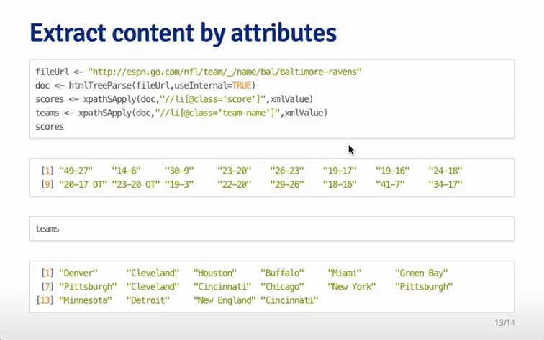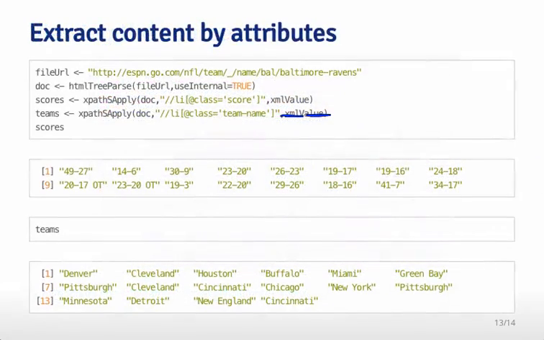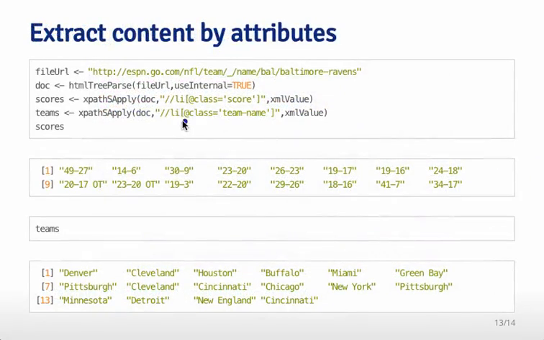What this is going to do is go through the entire document, and anytime it sees a tag that is a list item, it's going to check to see if its class is score. And if its class is score, it'll return the XML value. If you go back to this website and look very carefully, you can see, for example, there are these list items, and the class in this case is equal to team name. So the next element that I'm going to extract on this page is the team name. It's the same thing: I look for a list item with class equal to team name, and it will extract those team names.